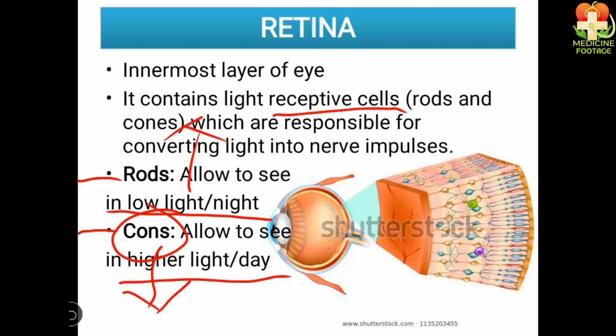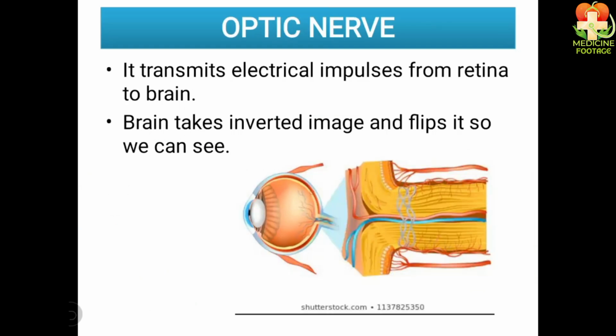This is the only reason. Now, let's come to the optic nerve. I just told you that light entering the eyes collects on the retina. Then, from the retina, it goes to the brain through the optic nerve. So, the brain receives the image there, and then we can see it.